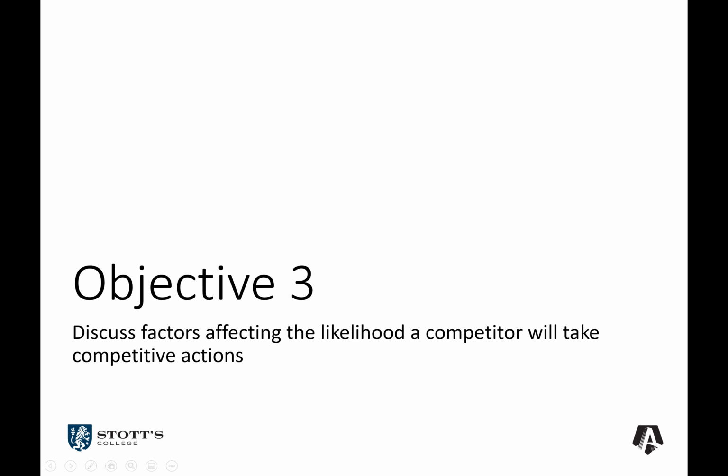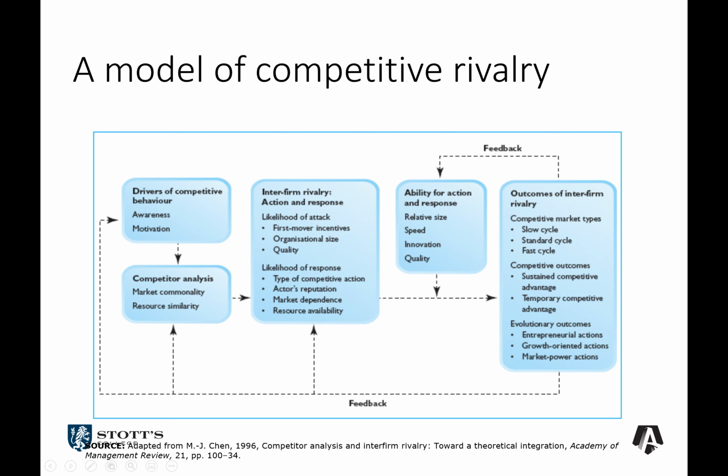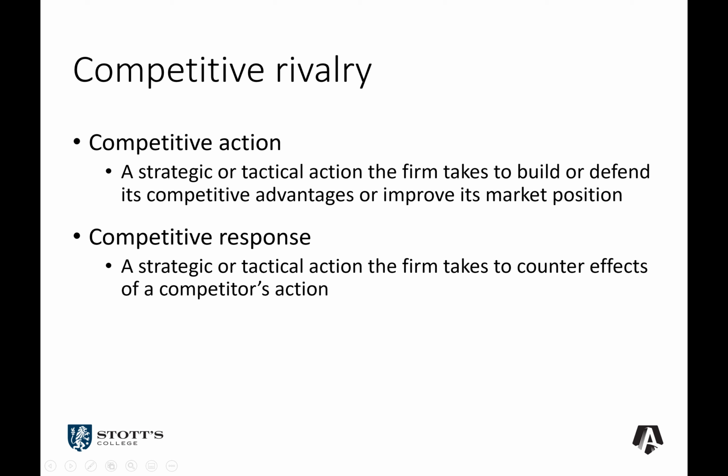Okay, welcome back to Lecture 6. This is Objective 3, Part 3 of Lecture 6, when we're looking at the factors affecting the likelihood a competitor will take competitive actions. So in our model of competitive rivalry, this fits here, in this area here.